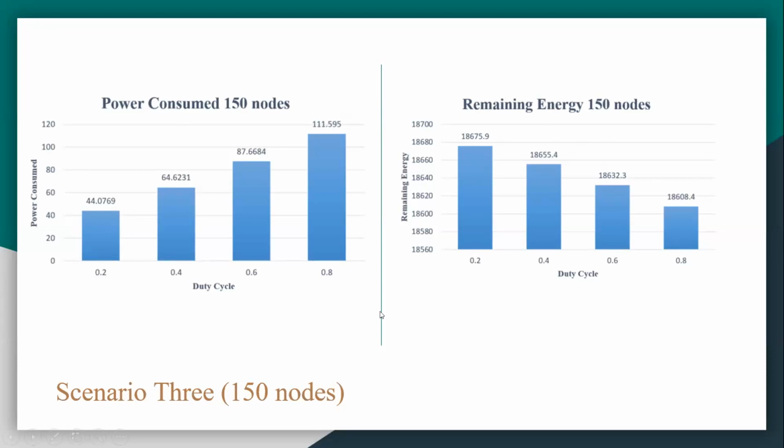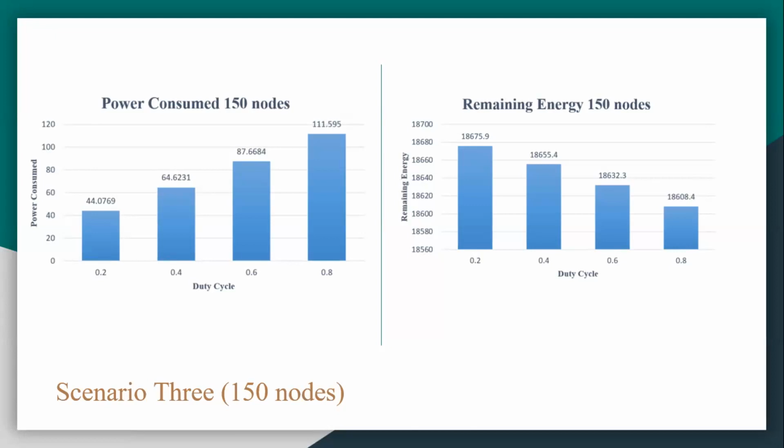By comparing these results of scenario 3 with those of scenarios 1 and 2, we can observe that the trend in power consumption and remaining energy remains consistent with an increased number of nodes. However, it is essential to note that actual values may differ due to larger network size.